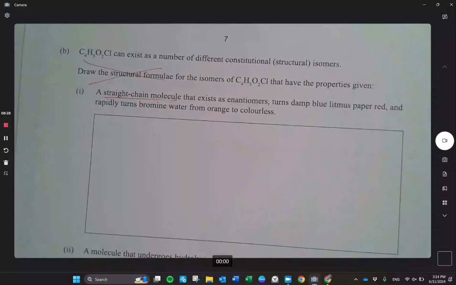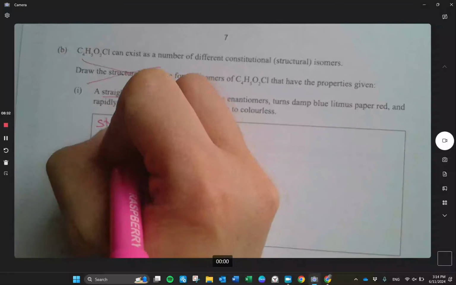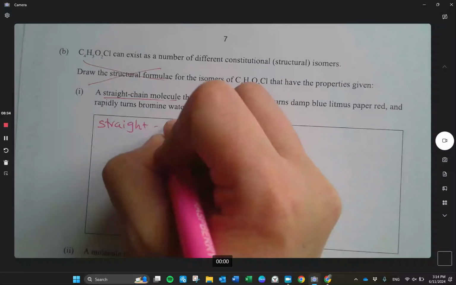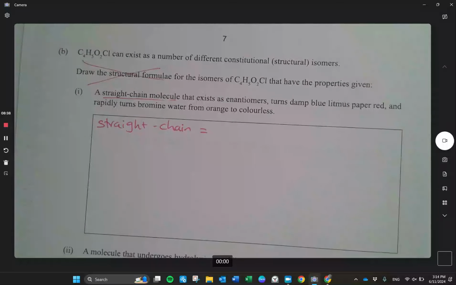Straight chain, what does that tell you? Yeah, no methyl as well. No methyl, no ethyl, none of that. So no branches. Yes, that's the word.